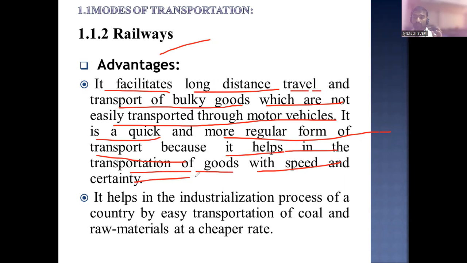So in order to transport such huge and bulky loads, the railways are very quick, and it is best. It helps in the industrialization process of the country by easy transportation of coal and raw materials at a cheaper rate. It helps industrialization because it will transport all the raw materials required for the industries. When a nation wants to improve or develop, which system should be developed? Railways should be highly developed.